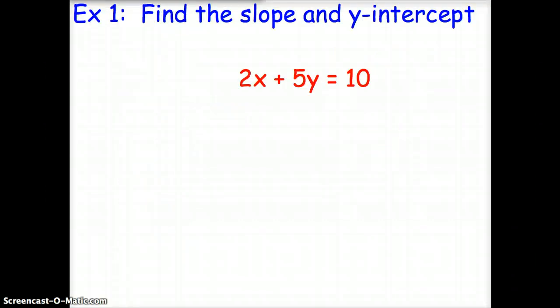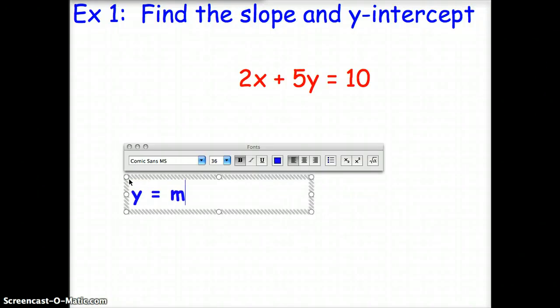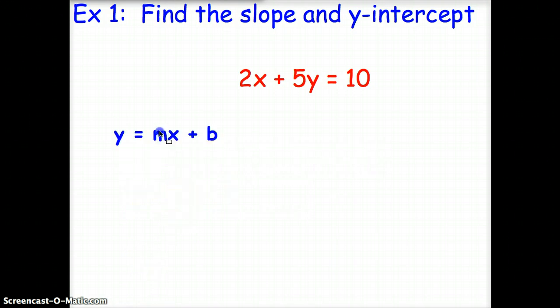Now this is going to lead us into problems like this. We've got 2x plus 5y equals 10, and we're looking for the slope and the y-intercept. Well, in order to find the slope and y-intercept, it has to be in slope-intercept form, or y equals mx plus b like we've dealt with in the past. And this equation definitely does not fit that because we've got x and y on the same side. So our goal, we need to isolate y, or solve for y first.